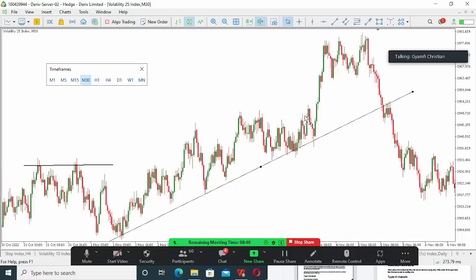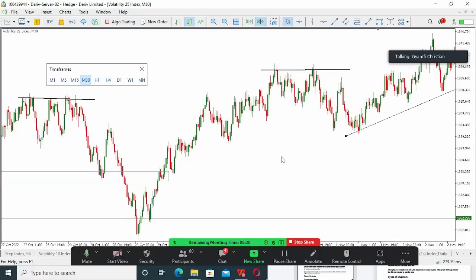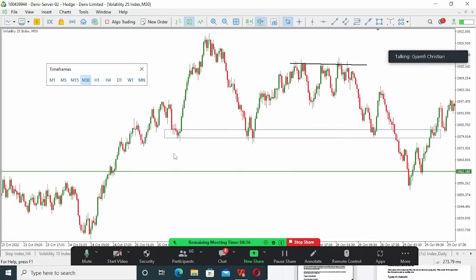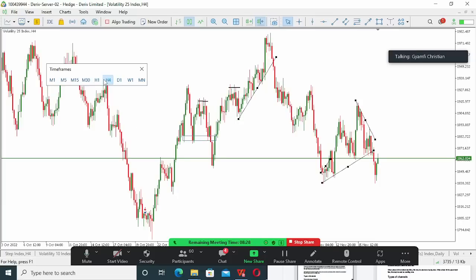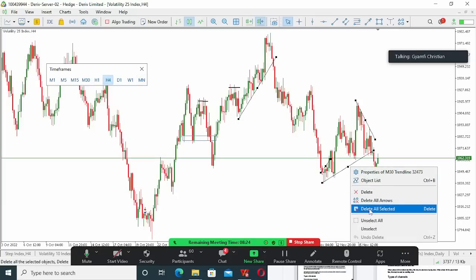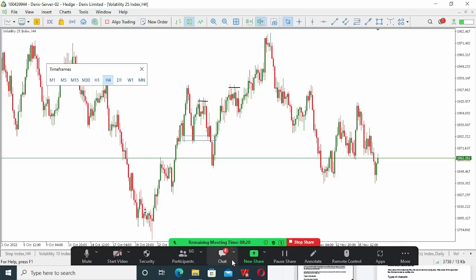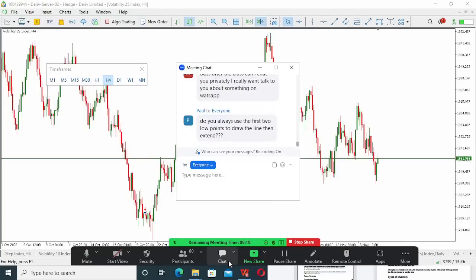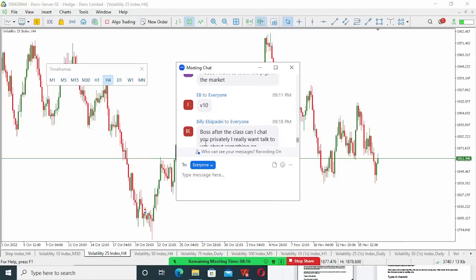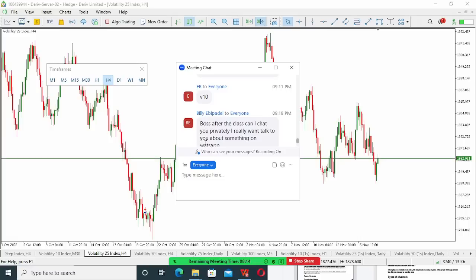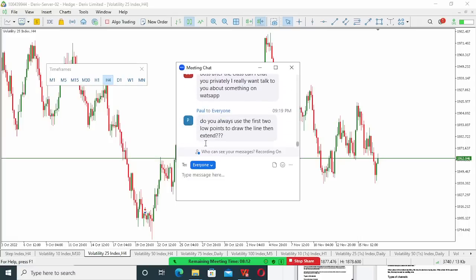So I also said that we can have trend lines on all the time frames. Currently, we are on 30 minutes time frame. Let me switch to maybe H1. Somebody should give us a different pair so that I switch from this one. In the chat box, give us a different pair. V75. Okay, V75, yeah.